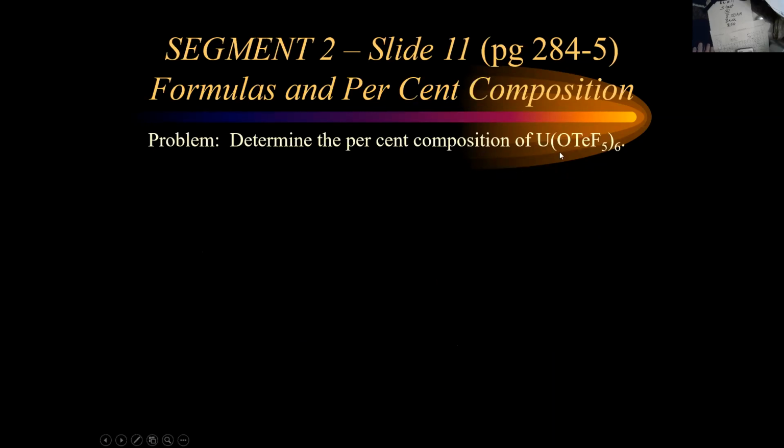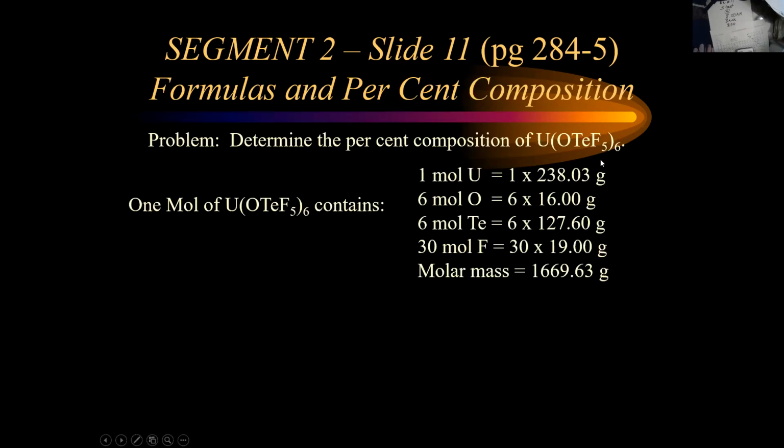Okay, this is a funny compound that I found in a textbook one time, so I just thought, hey, let's do one with that one. It's uranium, oxygen, tellurium, and fluorine all together as this part, and there's 6 of them attached to the uranium atom, and this is the formula for the compound. So again, we can unravel the formula. You've got 1 uranium, you've got 6 times 1 oxygen, 6. You've got 6 times Te, 6 of them, and you've got 5 times 6 is 30 fluorines.